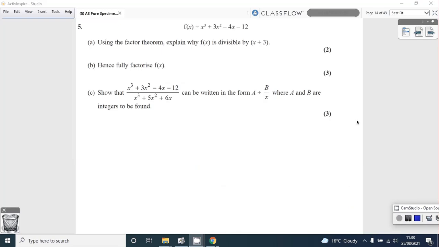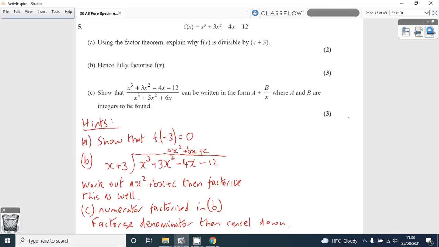Question 5. So the hint's just about to follow. Using the factor theorem to explain why f of x is divisible by x plus 3, what you need to do is take minus 3 and substitute that into the function and show that you get 0. If you can show that minus 3 substituted into the function equals 0, then x plus 3 is indeed a factor.